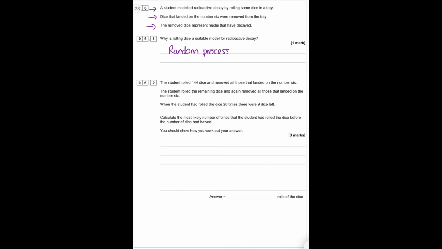Now, the student rolled 144 dice and removed all those that landed on the number 6. The student rolled the remaining dice again and removed all those that landed on the number 6. When the student had rolled the dice 20 times, there was 9 dice left. Calculate the most likely number of times the student had rolled the dice before the number of dice had halved. I need to show you working out. So 144 halved is 72.